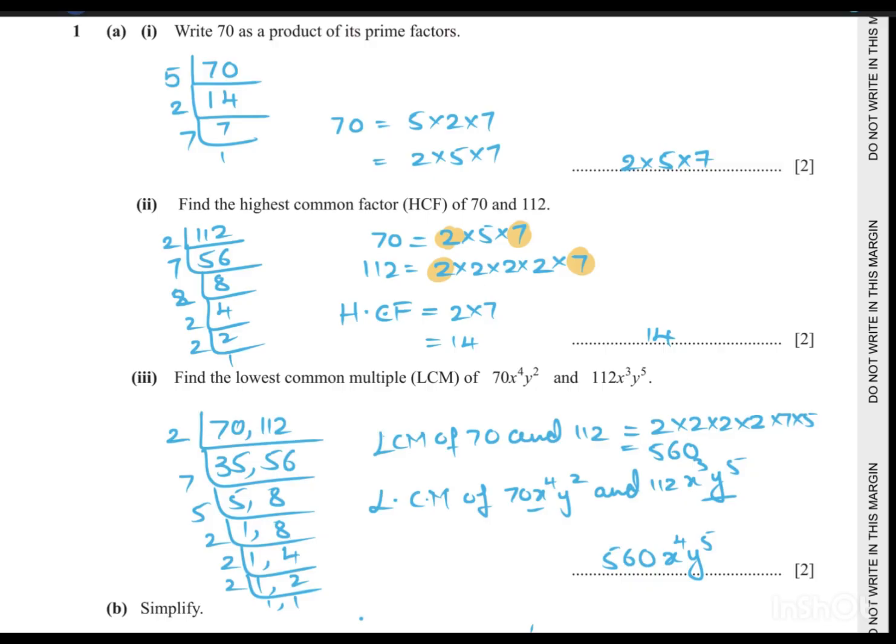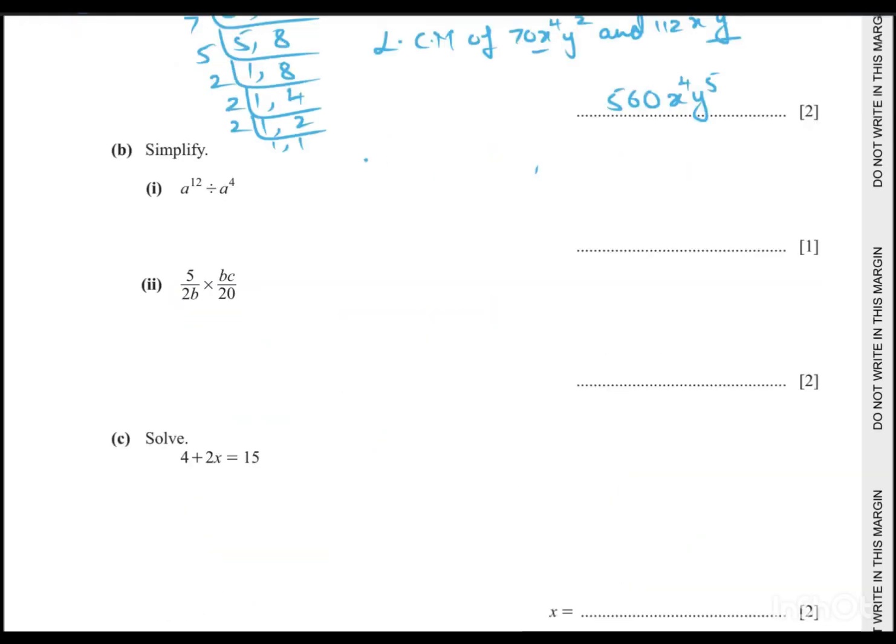Question B. Simplify a raised to 12 divided by a raised to 4. So a raised to m divided by a raised to n is a raised to m minus n. So use the same law of indices. 12 minus 4 is 8, so a raised to 8 is the answer.